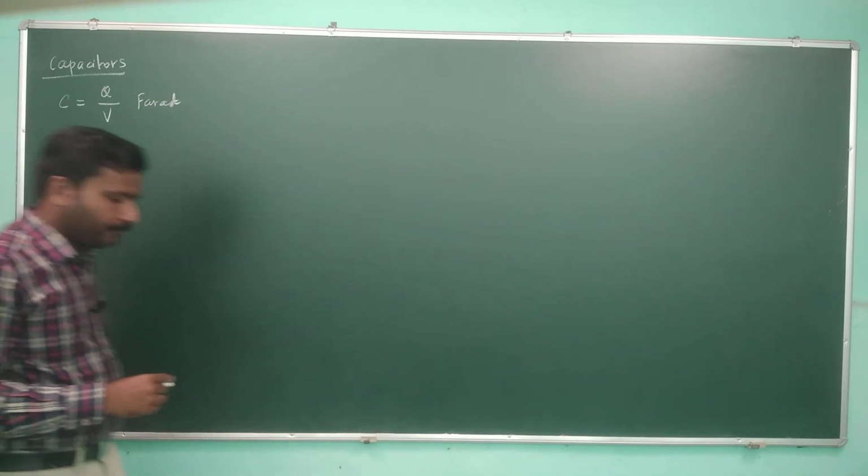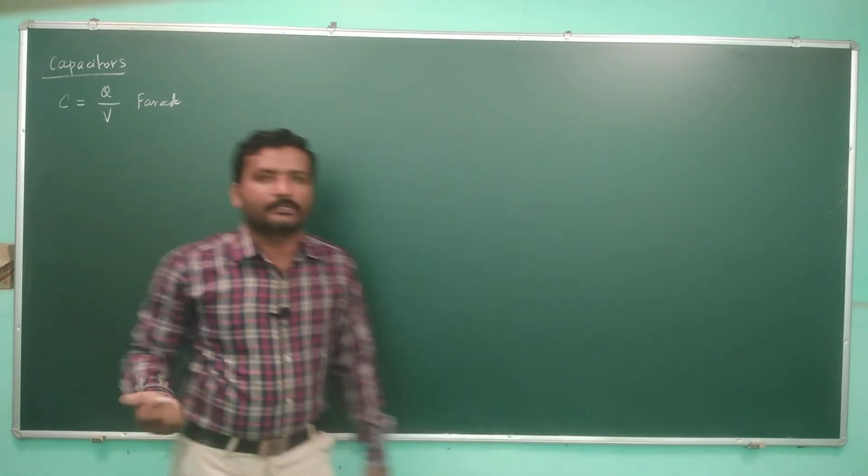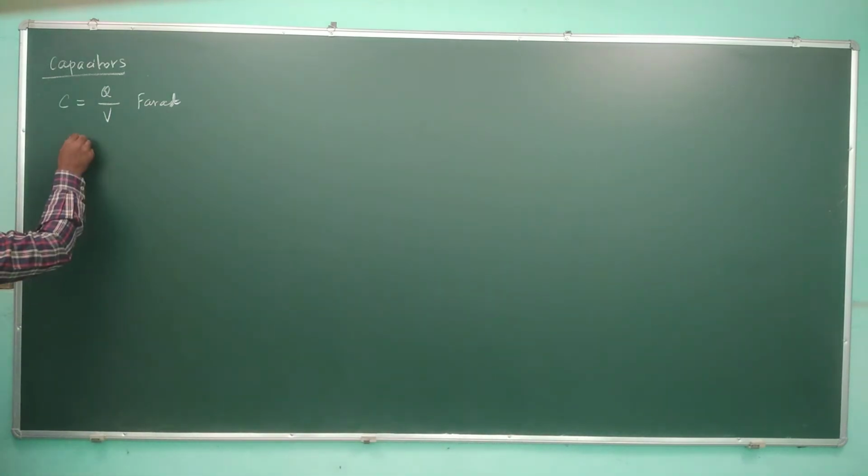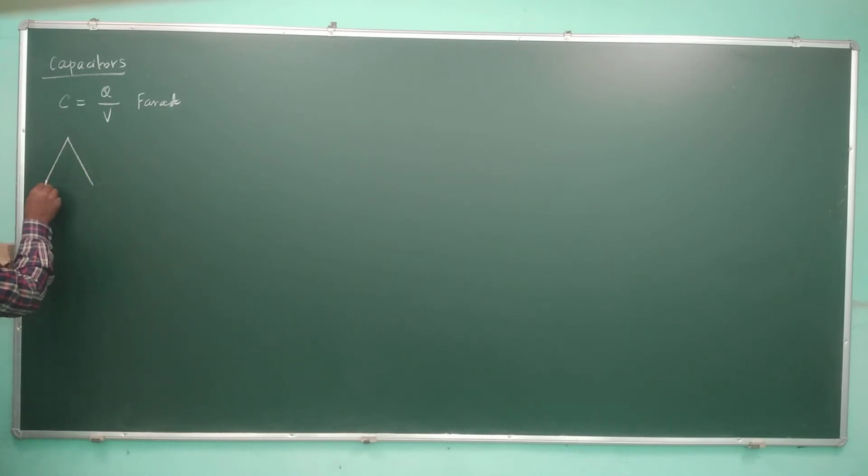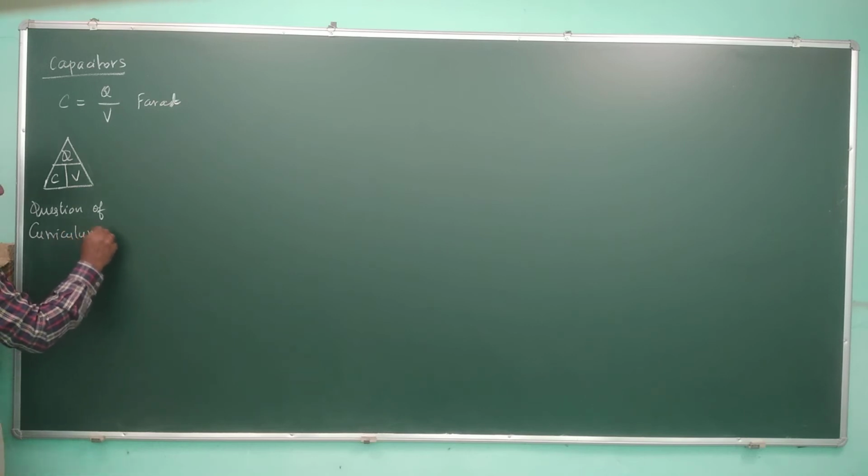I am going to give you some simple idea to remember this equation always. Let us have a premit for this equation. If you remember this premit, you would never forget this equation. You can draw this equation in the following way: QCV, right? That is, question of curriculum vitae. QCV. You remember like this.